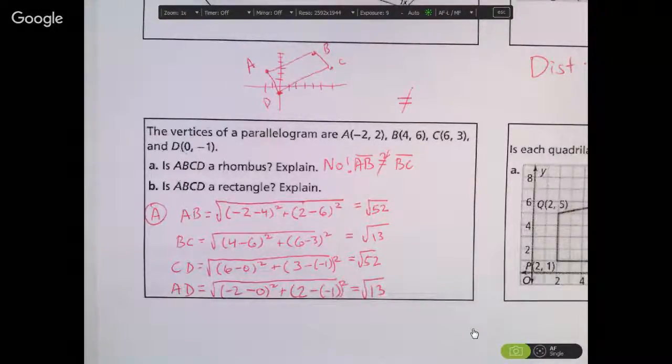For rectangle, I've now proven that this is a what? Parallelogram, because opposite sides are congruent on a parallelogram. Now we have to show that the angles are all 90. We got to show all the angles are 90 degrees.